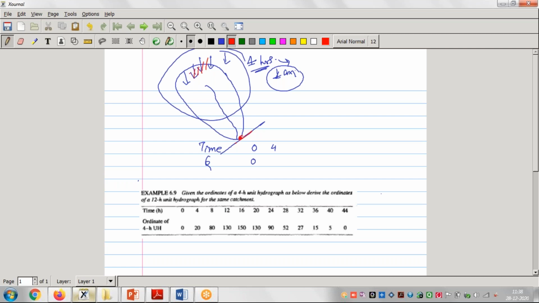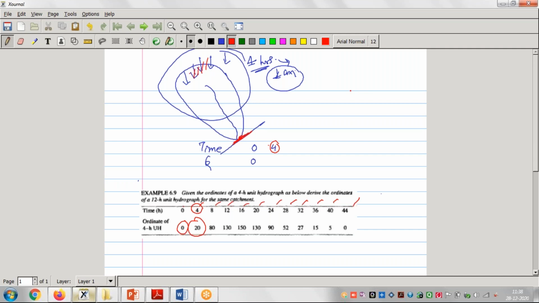It will be collected at some point, and this time is after every 4 hours. For example, 0 time, then after 4 hours, 8, 12, 16, 20, 24, 28, 32, 36, 40, and 44th hour it is collected. And this discharge at 0 time was say 0, right? Then after 4 hour, again this Q is collected say 20 meter cube per second.